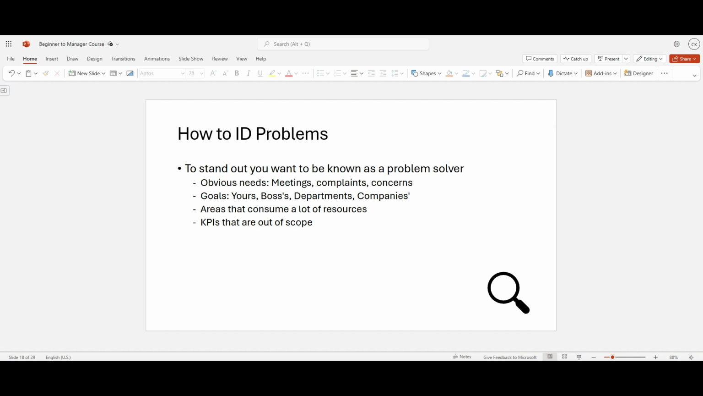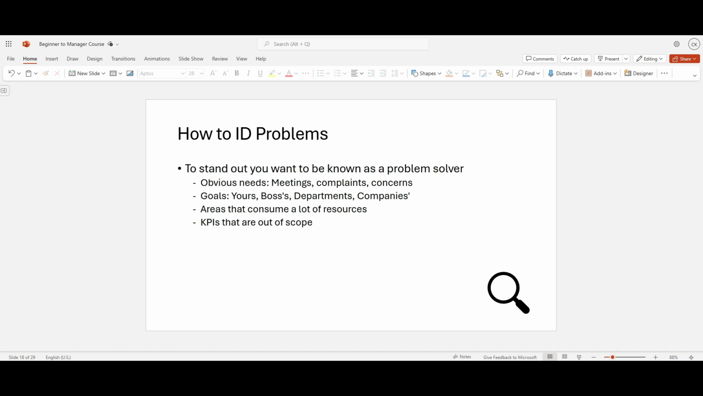The first one is, of course, obvious needs. This is your day to day. When I say the words, what is a big problem that your department or your team has, the first thing that comes to mind, things that are talked about in meetings, common complaints or concerns, those top of mind things would be considered a high impact problem.